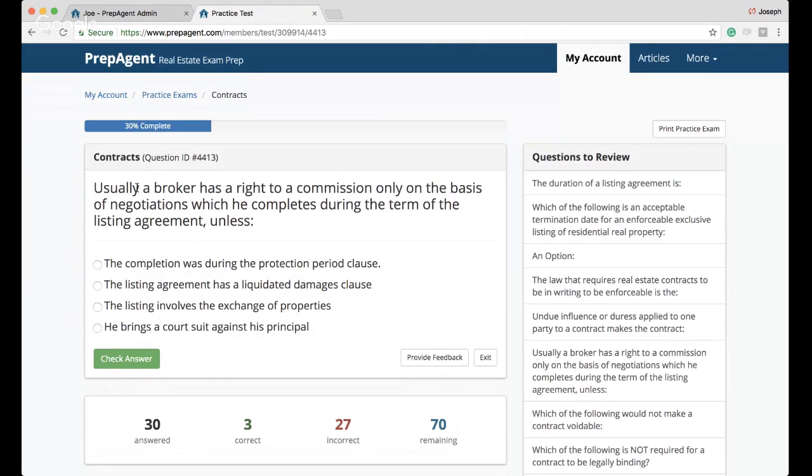Usually, be careful of words like these. Usually a broker has a right to commission only on the basis of negotiations which he completes during the term of the listing agreement, unless the completion was during the protection period clause, the listing agreement has a liquidated damages clause, the listing involves the exchange of properties, he brings a court suit against his principal. What do you guys think?